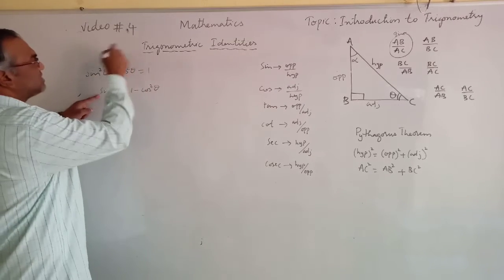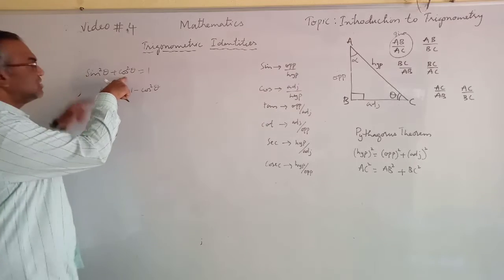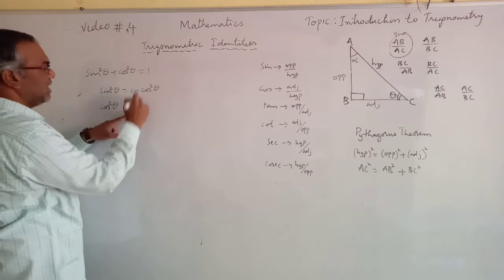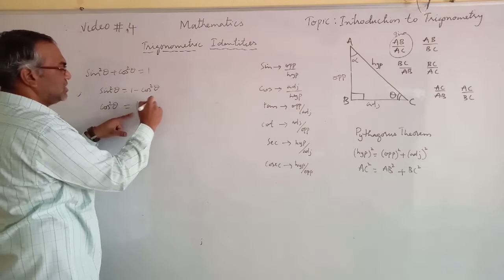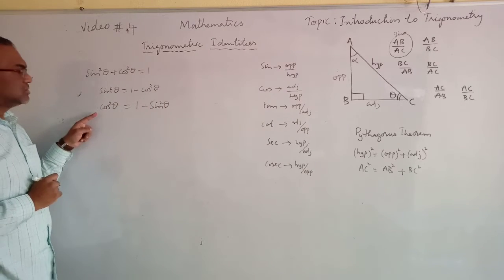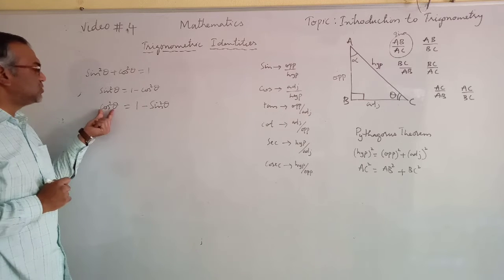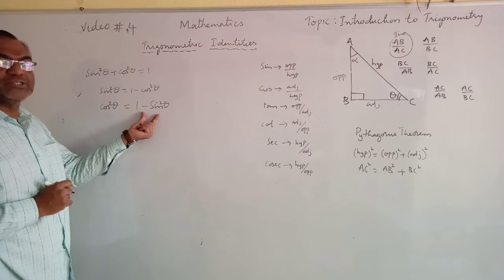Or if you transfer sine square theta here, then cos square theta stays as it is. Take this sine square theta to the other side, so that will be equal to 1, which is already there, minus sine square theta. One more identity is formed. So while solving problems, 1 minus sine square theta can be replaced with cos square theta, or cos square theta can be replaced with 1 minus sine square theta.